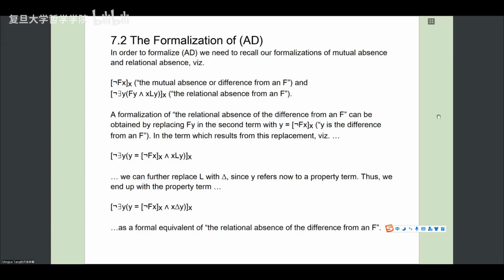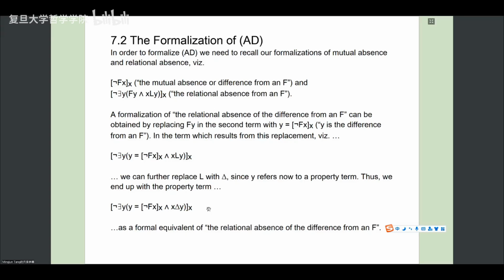Now, what is the relational absence of the difference from an F? We get this if we take the term for the relational absence, the second one here. Instead of Fy, we put just y is the difference from an F. And you see the result here in the middle of the slide. So when we do this replacement, we get being an x such that there is no y such that y is the difference from an F, and xLy, and x is a locus of y. And here we can further replace L with delta, since y now refers to a property term.